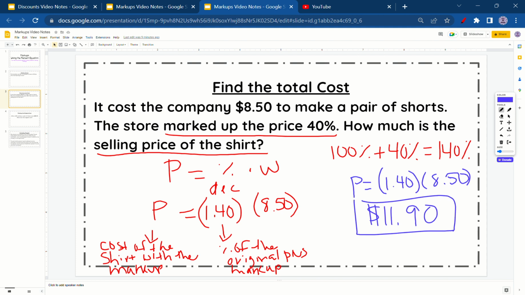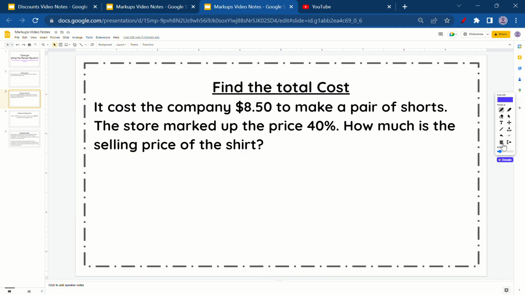$11.90. All right, so again, the reason why we're adding 100% here is because we have to pay 100% of the cost plus 40% of the cost. So we're paying a total of 140% of the cost of the shirt. Okay, whereas in the last problem, we didn't add 100%. It was just asking you for the markup amount. It wasn't asking you what is the final selling price or how much total you are spending. It wasn't asking you any question like that.